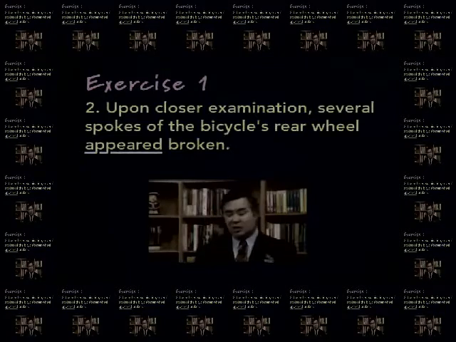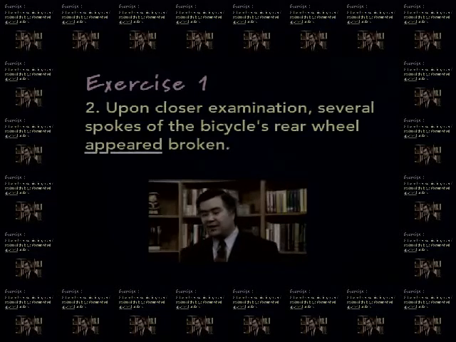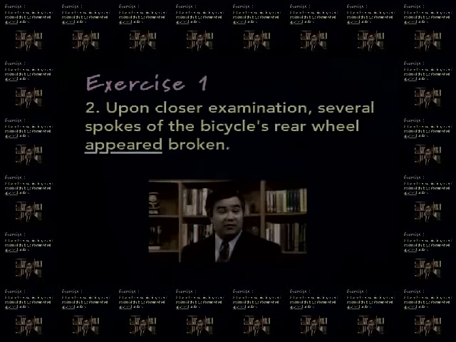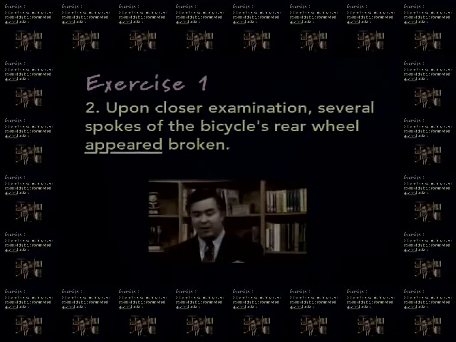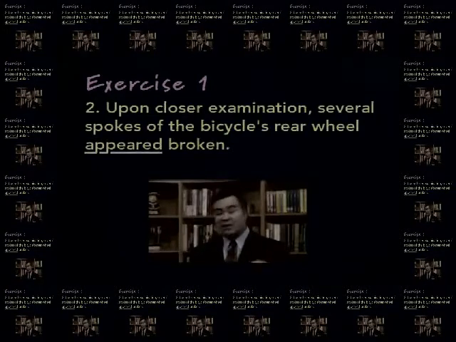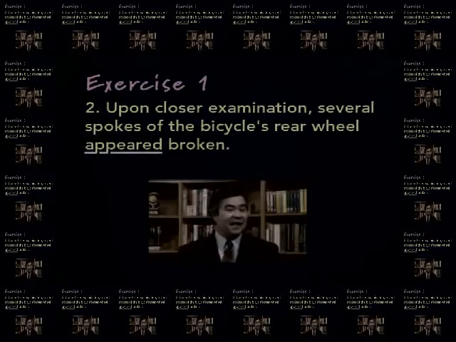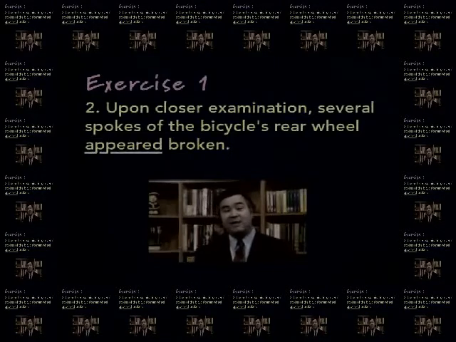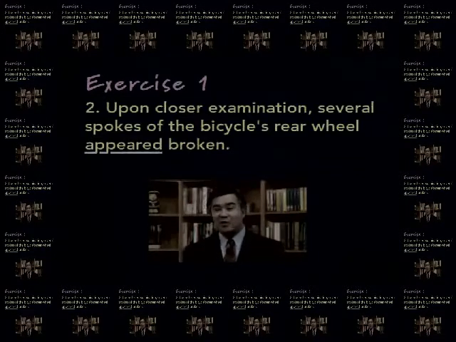What kind of spokes? The spokes of the bicycle's rear wheel. So that prepositional phrase, of the bicycle's rear wheel, simply modifies or gives more information about the spokes. That's not where the actual subject of the verb appears. The subject is spokes. So the spokes appeared broken. Now, in this case, is appeared being used as a verb of action or a verb of being? Well, it's being used as a verb of being because it's not telling us something that the spokes did, it's telling us something that the spokes were.